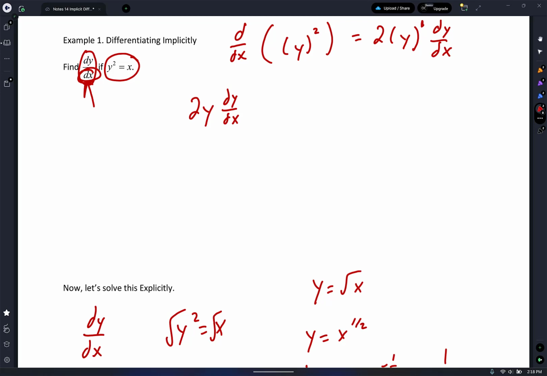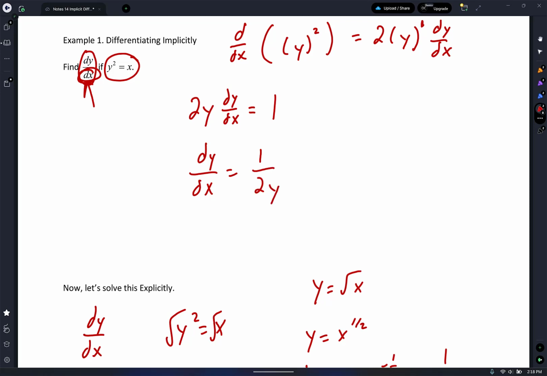Okay, so here we go. The derivative of y squared: 2y dy/dx equals, and now I'm taking the derivative of x. What's the derivative of x? 1. All you're doing, you're done with calculus. The rest is algebra. You want to get dy/dx by itself, so all you do is divide by 2y. So dy/dx equals 1 over 2y.